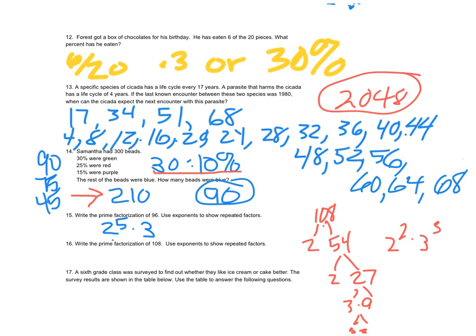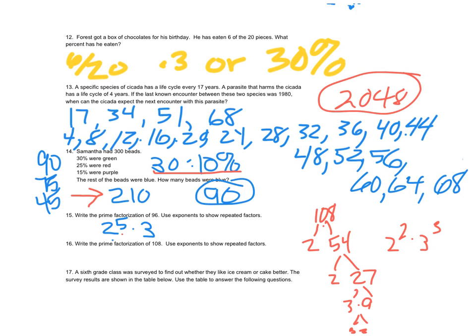Prime factorization of 96 is 2 to the 5th times 3. That's 2 to the 5th, not 25 there. And then the prime factorization of 108 is shown over here. So 2 times 54, then is 2 times 27, and then 3 times 9, and then 3 times 3. So I have 3 3s, and I have 2 2s, so it's 2 to the 2nd times 3 to the 3rd. All right, and then the next one, number 17, we'll look at on the next slide.